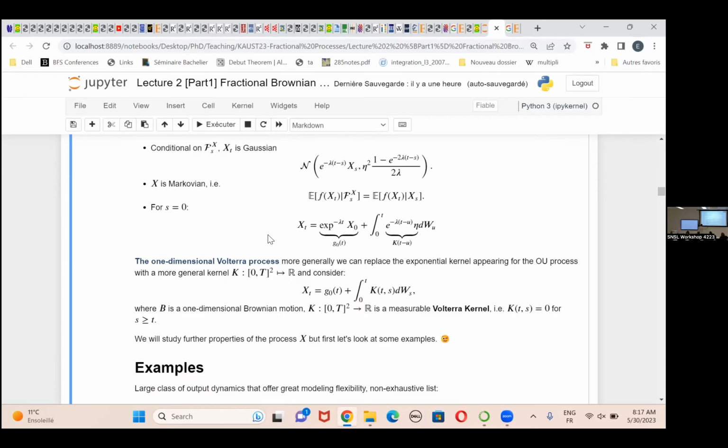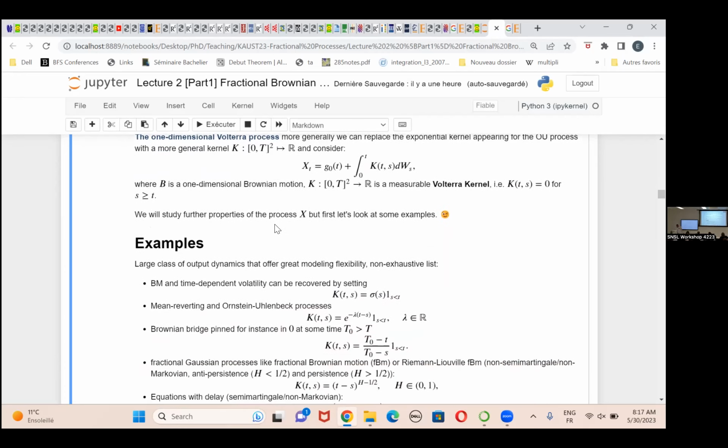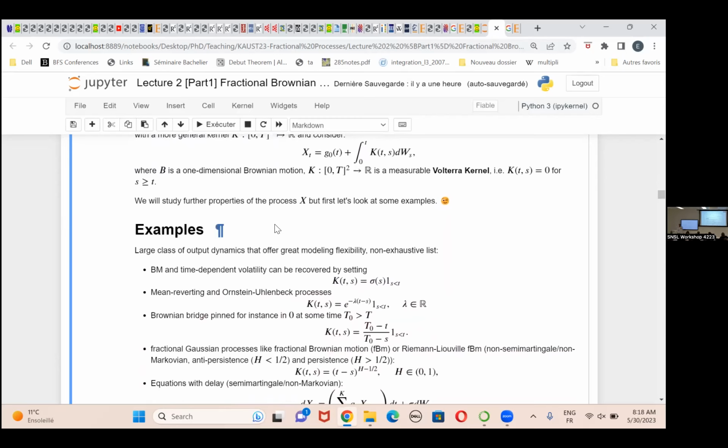In the first part, we will look essentially at the properties of this process. We'll see how it's related to fractional Brownian motion, for instance, and we'll look at some theoretical properties, nice and bad properties, and then we'll look at some numerical implementation and simulation of this process. But before that, let's look at some examples.